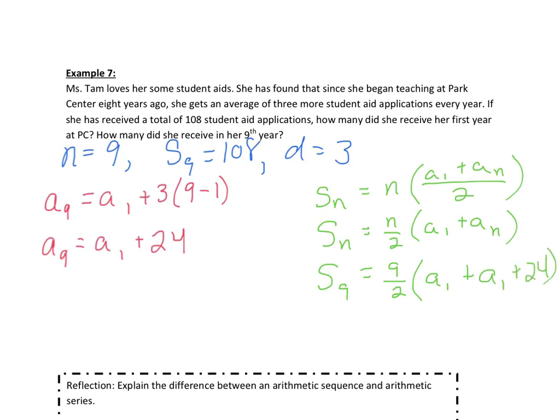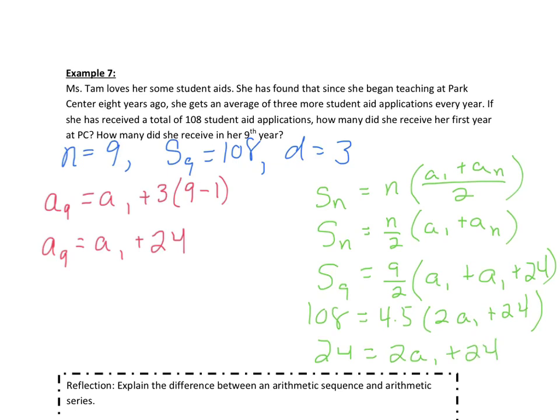And now I know that the sum of the first 9 years, 108, equals 9 over 2, which is 4.5, times (2a1 plus 24). Let me close that parentheses. I'll go ahead and divide both sides by 4.5, and again, I got this calculator. You can do it along with me. 108 divided by 4.5 is 24, and that's equal to 2a1 plus 24.